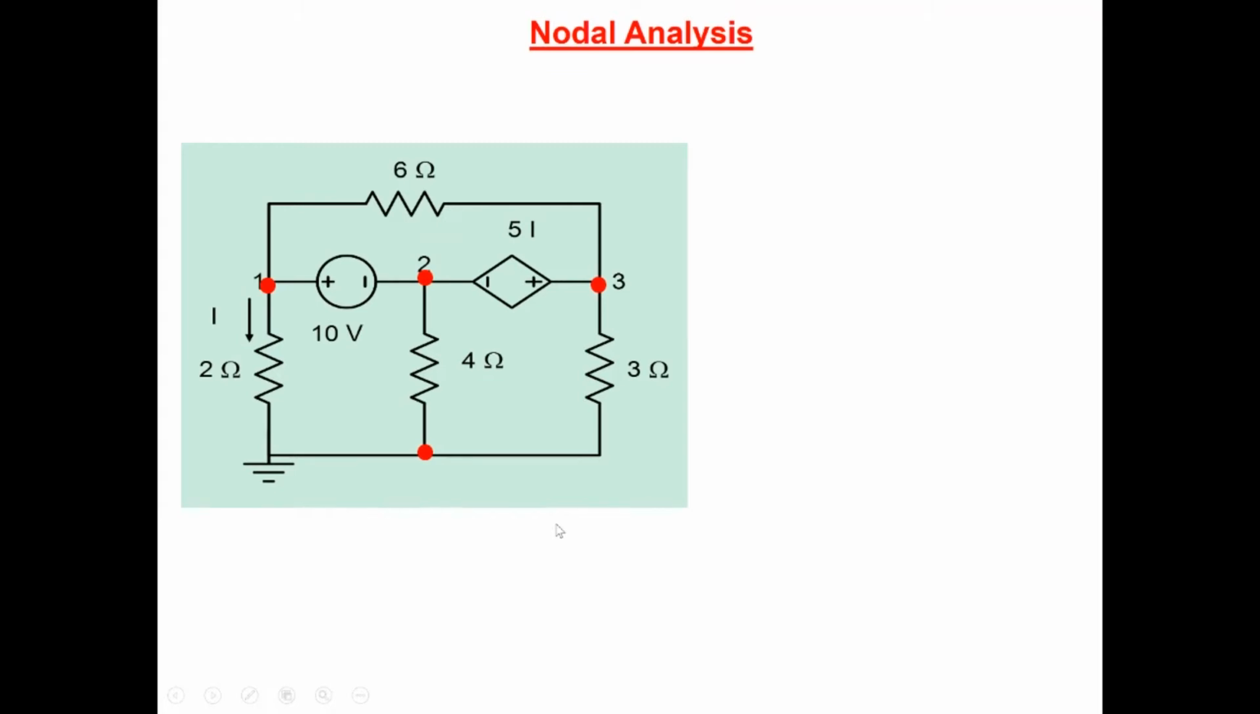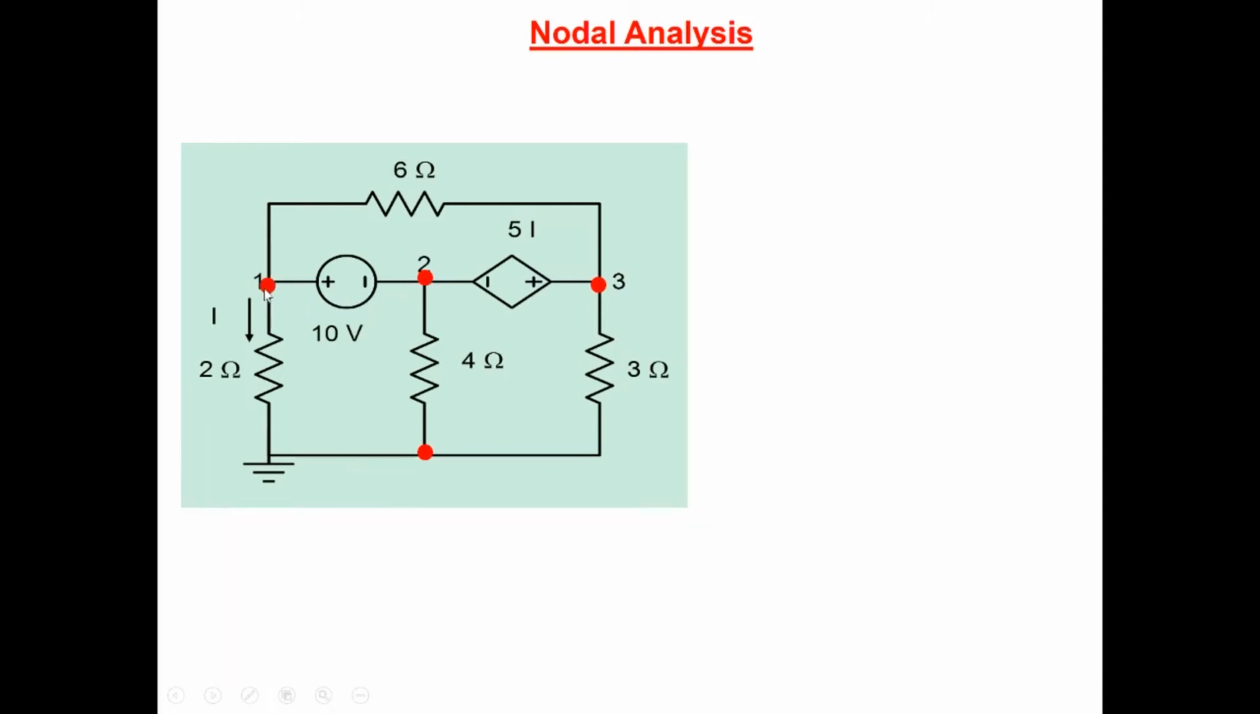So, same circuit, we'll analyze using different techniques. In nodal analysis, we identify all the nodes here. In this case, to begin with, one of the nodes already has a ground. So we can take this particular node as a reference node, and it has zero potential here.